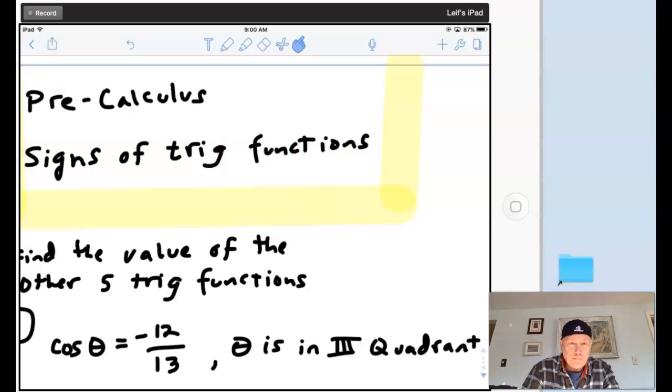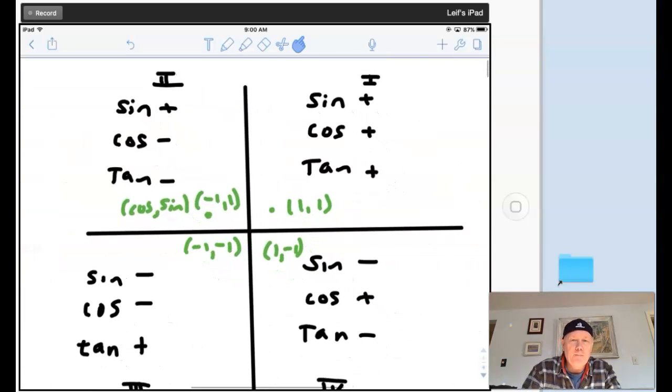Okay, good morning. Today for pre-calculus, I'm going to be looking at the signs of trig functions. I'm going to start over here on this chart, and the sine is positive in certain quadrants and negative in others. So is the cosine, and so is the tangent. These are actually pretty easy to keep straight if you remember that the cosine is always the x-coordinate and the sine is always the y.